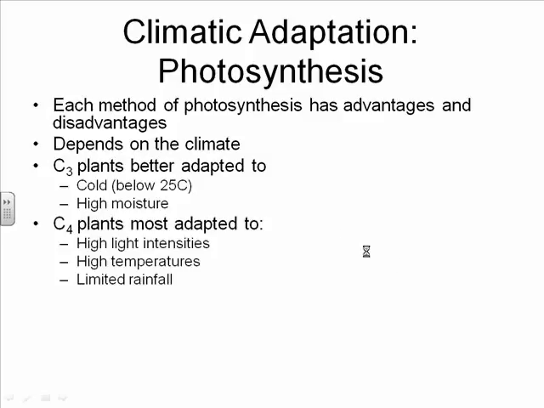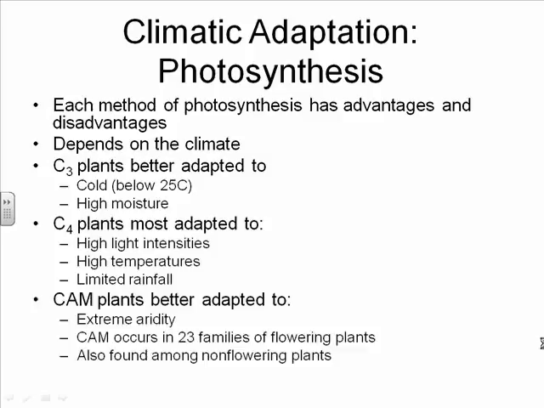So it likes a high moisture, cold region. A C4 plant, better adapted to high light intensity, high temperatures, limited rainfall, us. CAM plants are better adapted where it's really, really arid, where it's very hot, very dry. Even though a CAM plant is a desert plant, keep in mind that there are desert plants that are flowering.